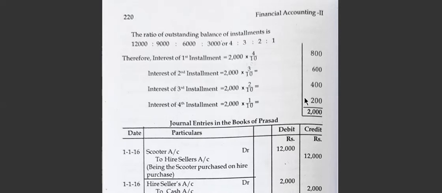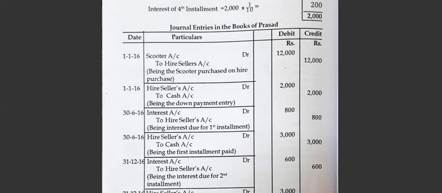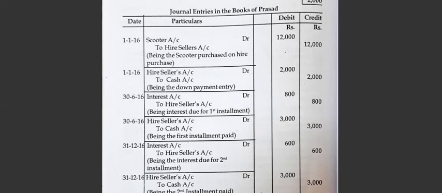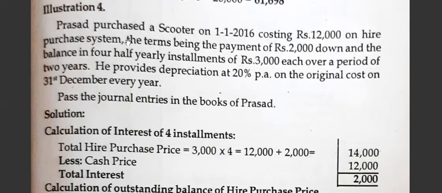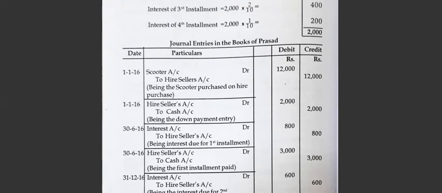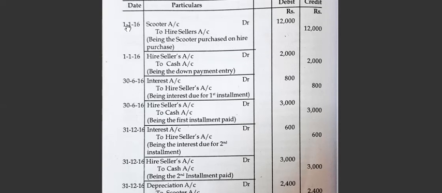Now journal entries in the books of Prasad. What are the journal entries to be passed? First you have to check who is Prasad. Read the problem. Prasad is a purchaser. So in the books of the purchaser we have to pass the entry. They have purchased on 1/1/2016. The first entry is they have purchased a scooter. So scooter account, an asset, will come in debit.